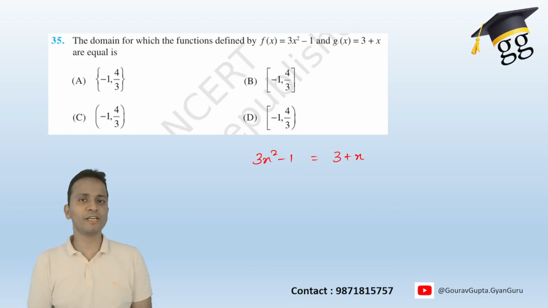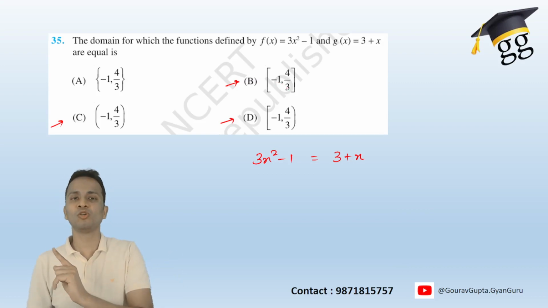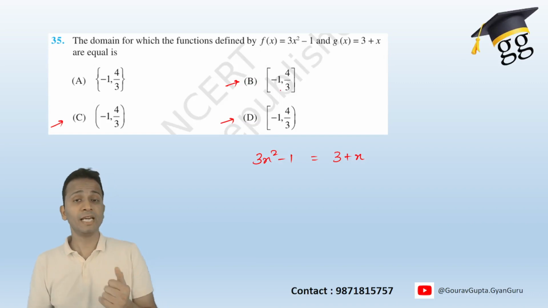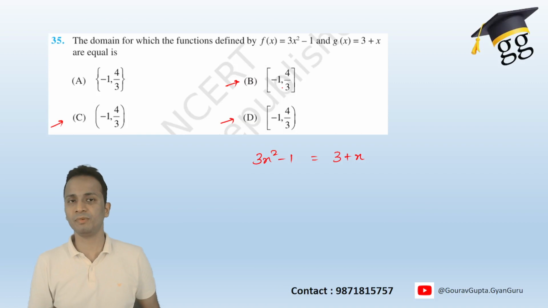Okay, and I'm trying to save your time. So these two functions will be equal for some particular values of x, and the number of values of x cannot be more than two. Maximum दो ही values हो सकती हैं x की. Okay. Now look at option B, C, and D. Now, option B, C, and D, they define a range of values. Okay. So option B says -1 से लेके 4/3 तक जितने भी numbers होंगे, they can be the values of x. Obviously not possible because it contains infinite number of numbers.